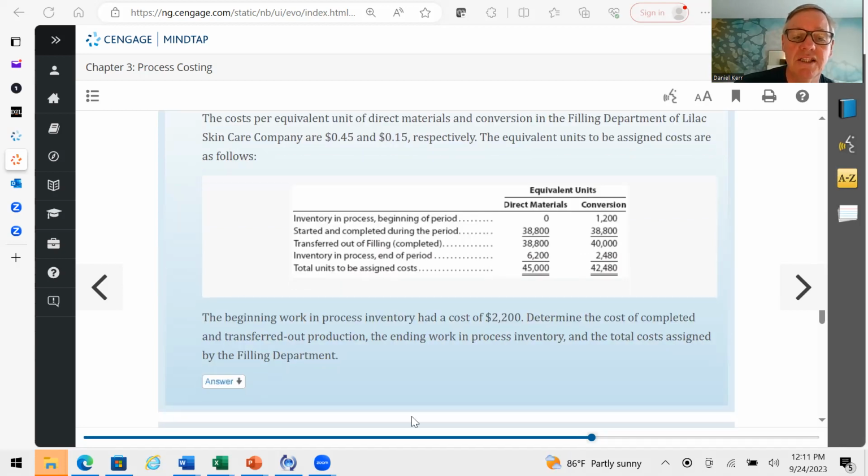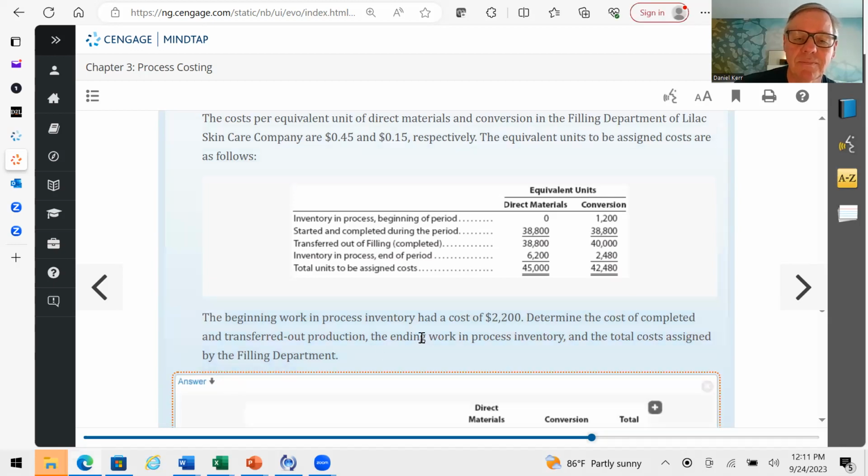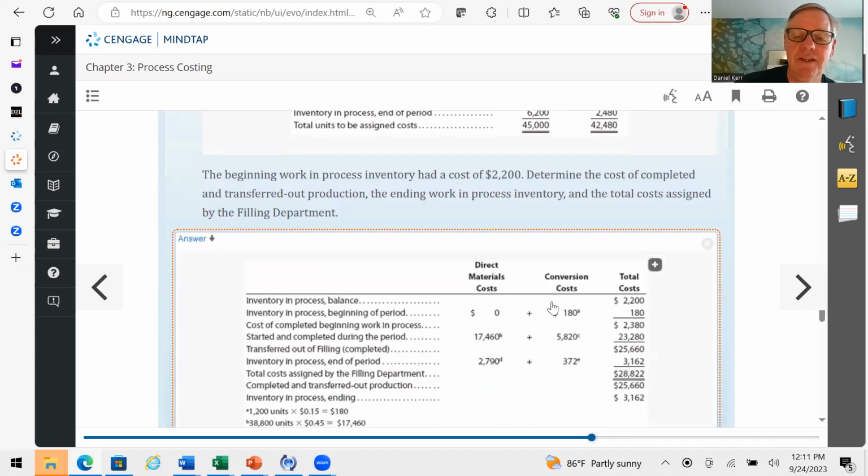So the question is here, again, we have to determine the cost of goods completed and transferred out, and the ending work in process, and the total cost assigned. Well, the total cost assigned is going to be the combined total of completed and transferred out and the ending work in process inventory. So you tell me if the summary here is needed in my handwriting here.